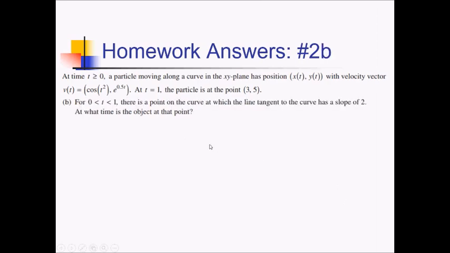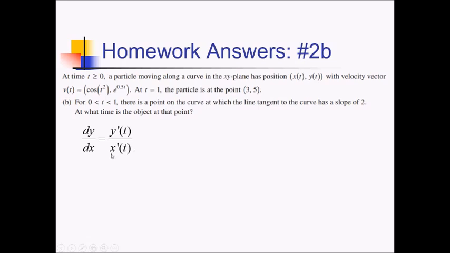For this problem part, they're telling us between 0 and 1, there is a point on the curve where the line tangent to the curve has a slope of 2. What time is that happening at? So we need to write an expression for the slope of the curve, which, since this is a parametric function, we can say dy over dx equals y prime of t over x prime of t. So there's our general formula for our derivative here.